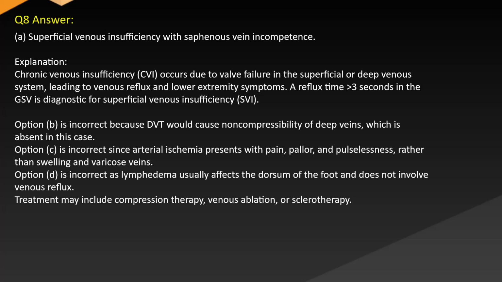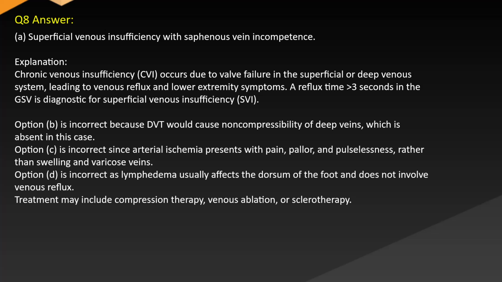Explanation: chronic venous insufficiency, CVI, occurs due to valve failure in the superficial or deep venous system, leading to venous reflux and lower extremity symptoms. A reflux time greater than 0.5 seconds in the GSV is diagnostic for superficial venous insufficiency, SVI.